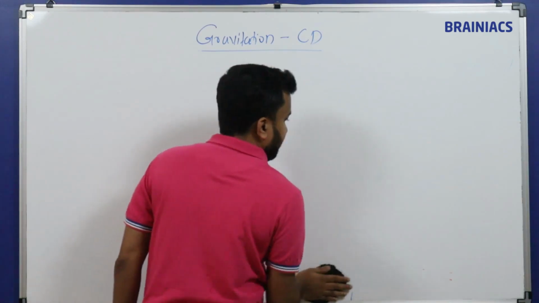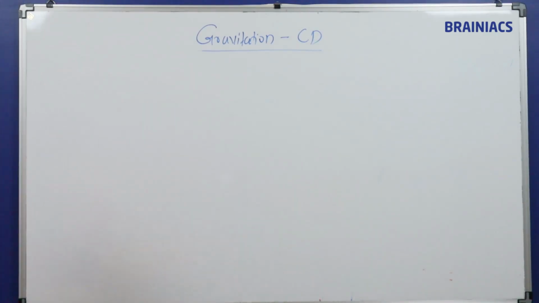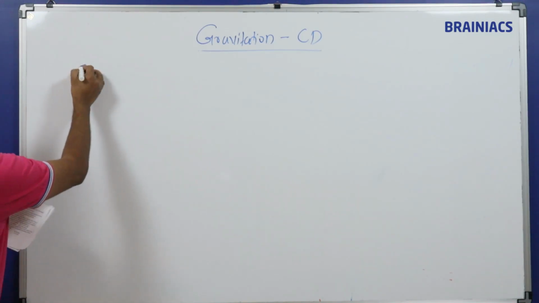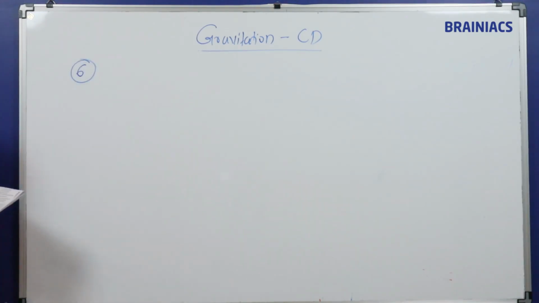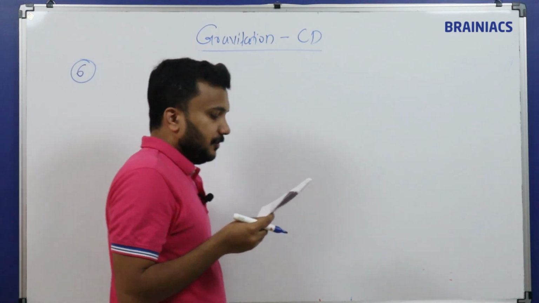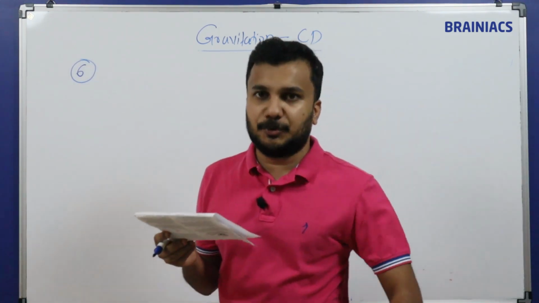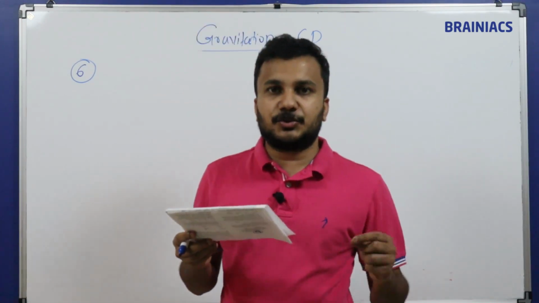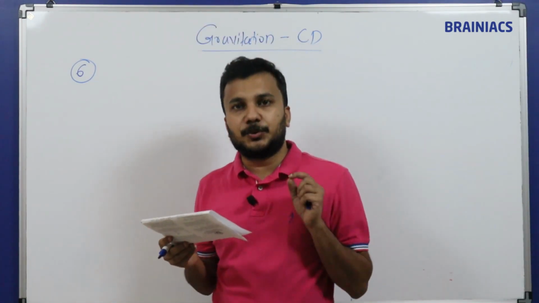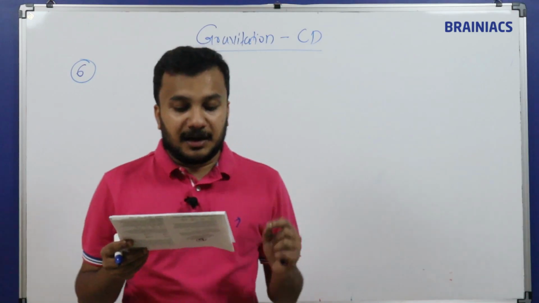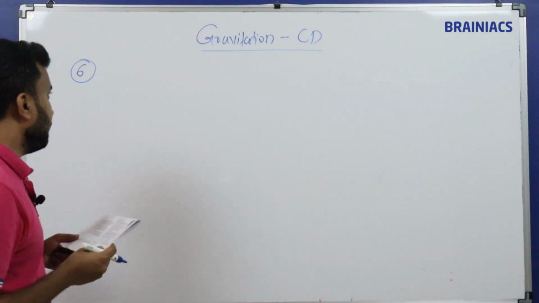Now we'll move to the next part of the discussion. That is question number 6 we are discussing. Question number 6: the height at which the weight of the body becomes 1/9 of its weight on the surface of the earth. I told you weight changes only due to changes in the acceleration due to gravity.